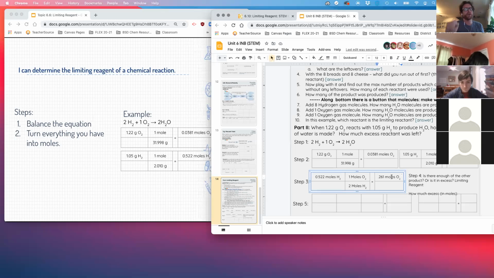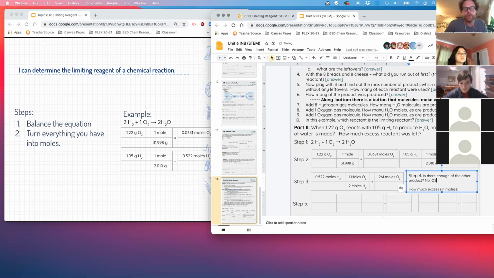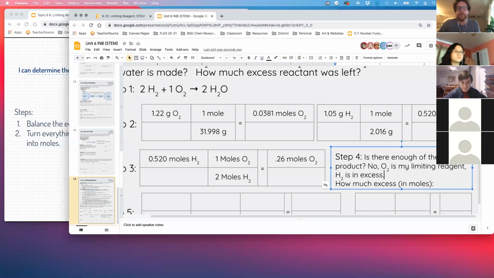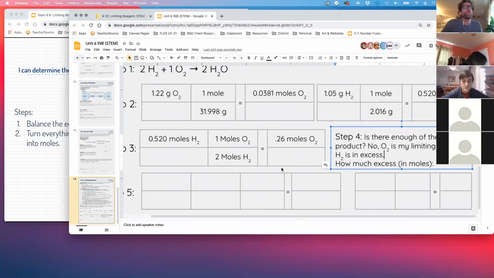So whichever you don't have enough of, that is my limiting reagent. And the other one is excess. So is there enough of the other product? No. O2 is my limiting reagent. So now we have determined the limiting reagent. Okay, so what do we do now?